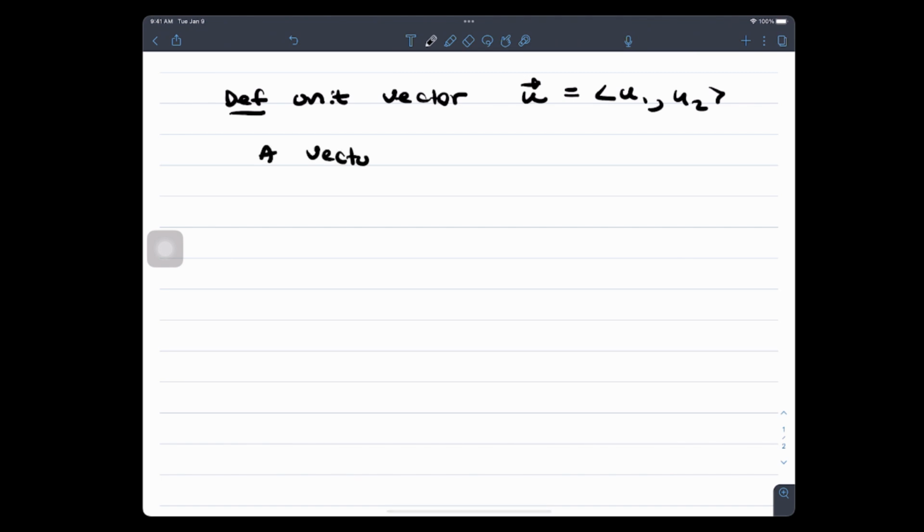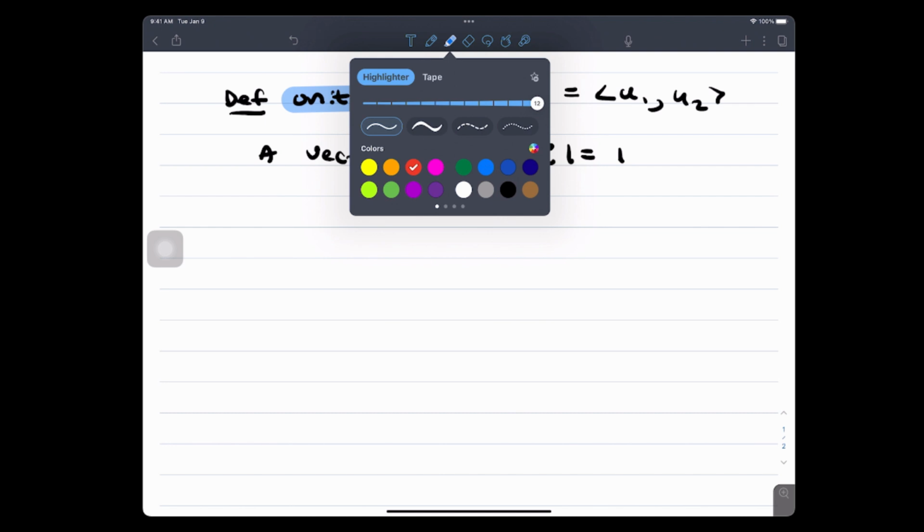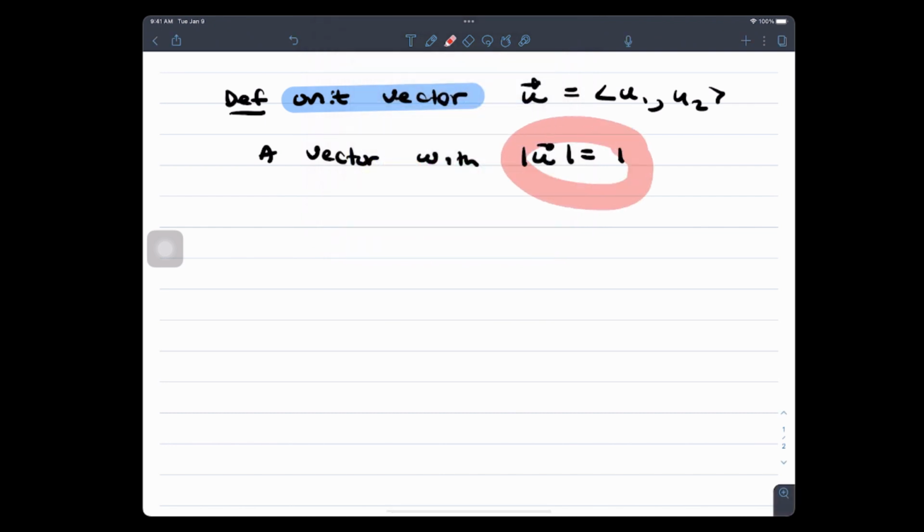That is a vector with magnitude equal to 1. This is what we call a unit vector. Okay, so if you have the length of your vector being 1, well then you know what? We call it a unit vector.